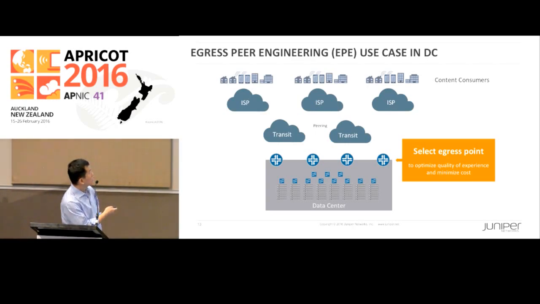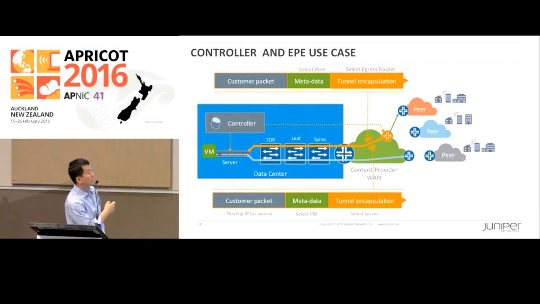So it's very critical for you to select the egress point and select which peer to send traffic to. That's actually the same situation as we talked about before. Here you use the metadata to select the different peer. Then you always use a tunnel encapsulation, which can be VXLAN, segment routing, or GRE as well.